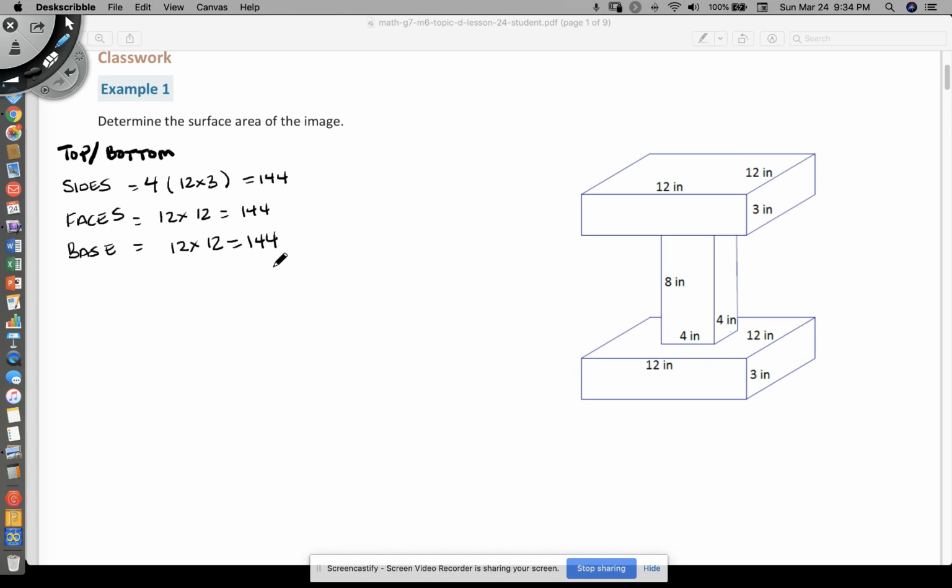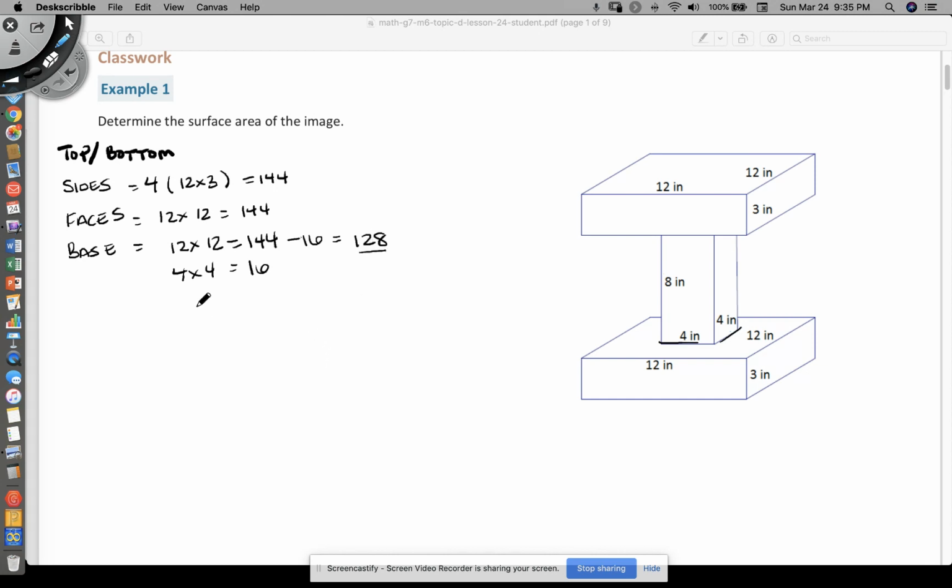Now we do need to include this post that is inside the base of the top here. This post is taking up some space. So we're not going to wrap it and then stick this piece onto this post. The post is already there, which means we need to take this 144 and subtract the size of this post. The size of this post is a 4 by 4. So 4 times 4 gives me 16. Now I'm going to subtract 16 from 144 and I get 128. So that's the number we want to use.